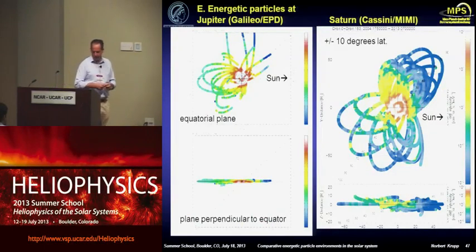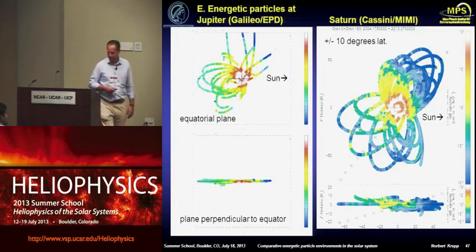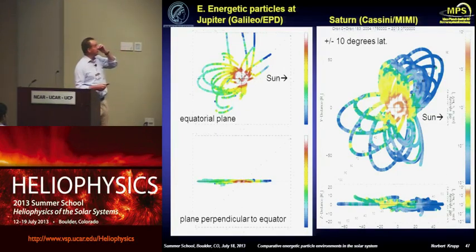So just to start with, this is an overview of all the particle measurements we have so far from Galileo measurements at Jupiter in the equatorial plane, and also perpendicular to it, and in the same format what we have from Cassini in Saturn's magnetosphere. And you can immediately see that the color-coded intensity of those particles are different when you go in different locations, in terms of local time locations, and also in terms of radial distributions.